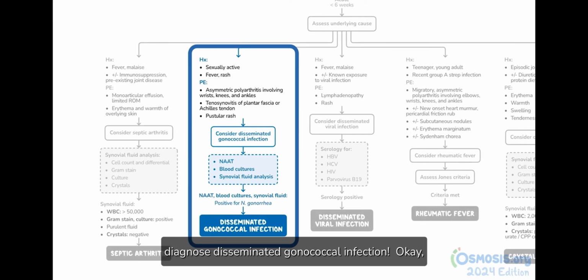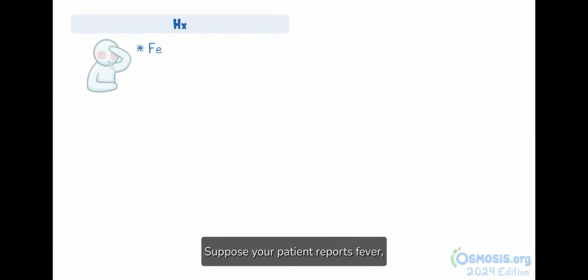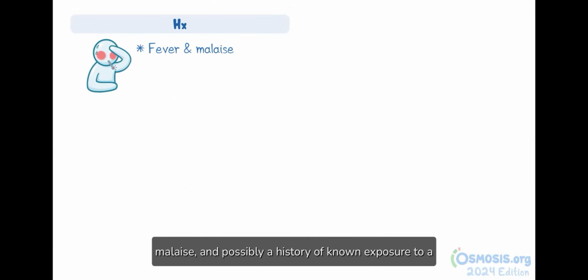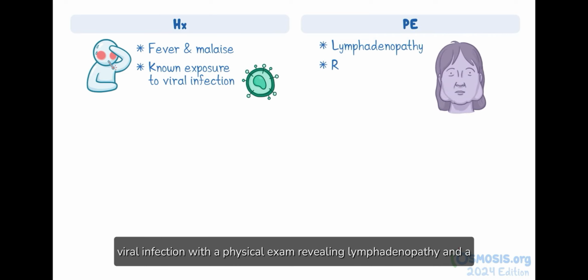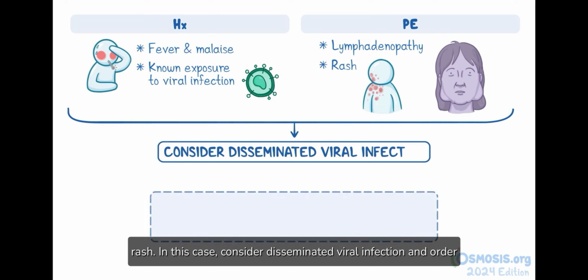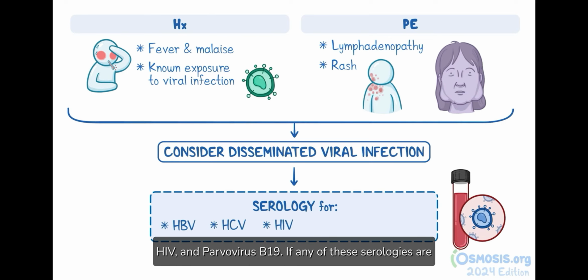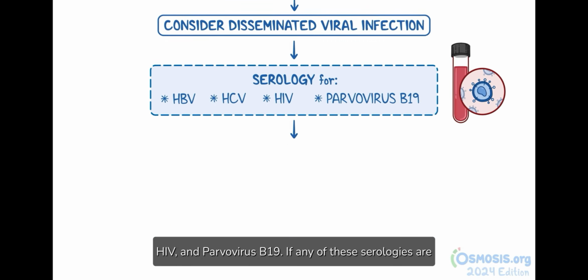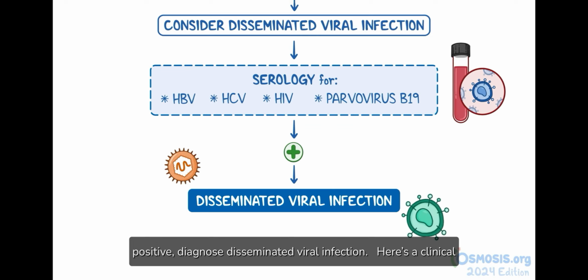Okay, let's move on to disseminated viral infection. Suppose your patient reports fever, malaise, and possibly a history of known exposure to a viral infection with a physical exam revealing lymphadenopathy and a rash. In this case, consider disseminated viral infection and order serology for hepatitis B and C, HIV, and parvovirus B19. If any of these serologies are positive, diagnose disseminated viral infection.